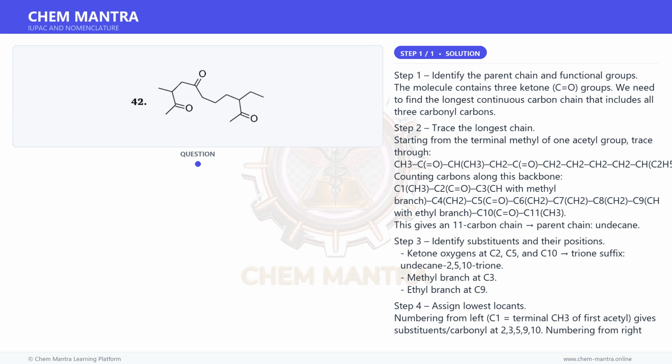Step 5. Compile the IUPAC name. Parent chain, undecane, 11 carbons. Ketones, 2, 5, 10 trione. Substituents, 3 methyl, 9 ethyl. Alphabetical order, ethyl before methyl. Full name, 9-ethyl-3-methylundecane-2,5,10-trione.